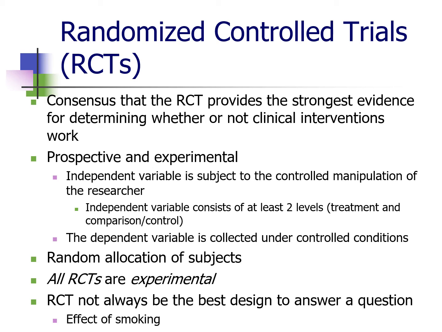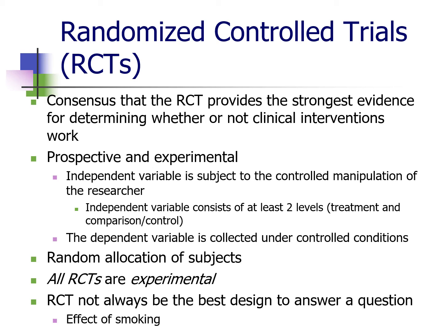Remember, the independent variable is going to be the treatment or the intervention that we're going to see in the study. And we're always going to see at least two levels in a randomized controlled trial, where subjects will be randomly allocated to receive one of those two levels. That could be a treatment and a comparison treatment, or it could be a treatment versus a control. The dependent variable, which is the outcome measure, is also going to be collected under very controlled conditions.